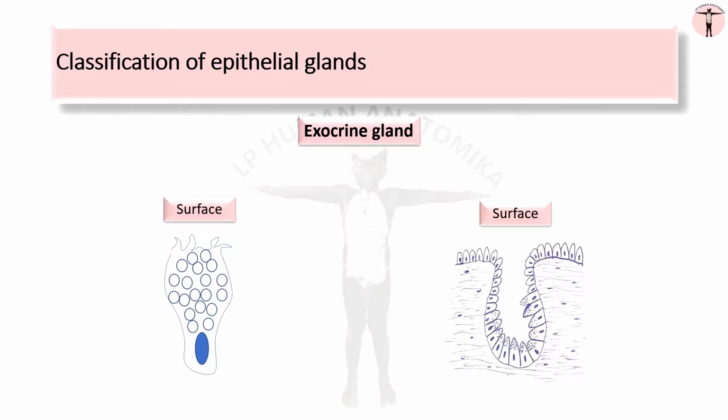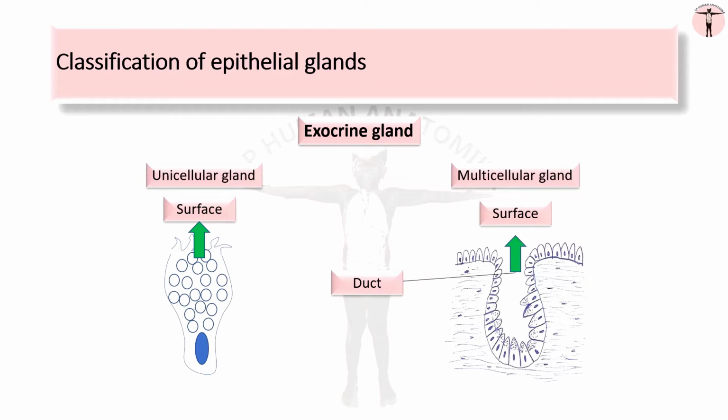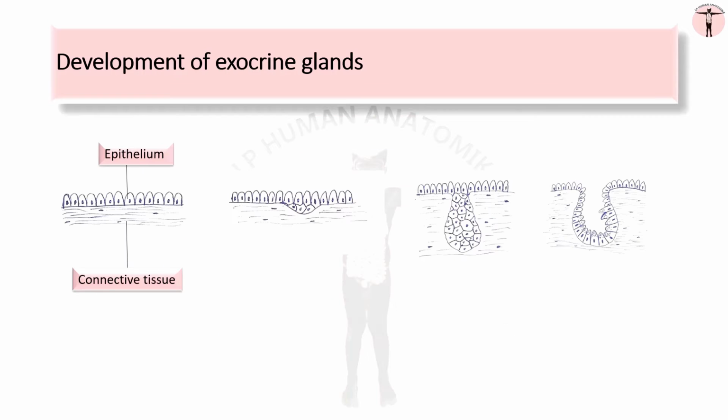Now let us discuss exocrine glands. Glands that pour their secretions onto an epithelial surface directly or through ducts are called exocrine glands. Based on the number of cells, glands may be classified into unicellular or multicellular glands. Before going into further details of classification, let us know how the glands develop.